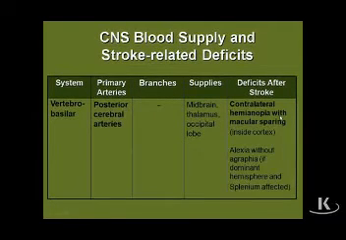Then, finally, we know that the basilar artery bifurcates to form a pair of posterior cerebral arteries, and they have obviously a number of jobs. They are the sole source of arterial blood supply to the midbrain.